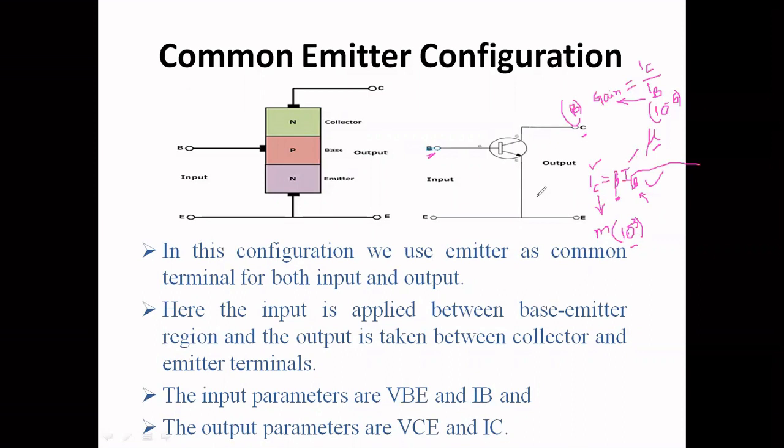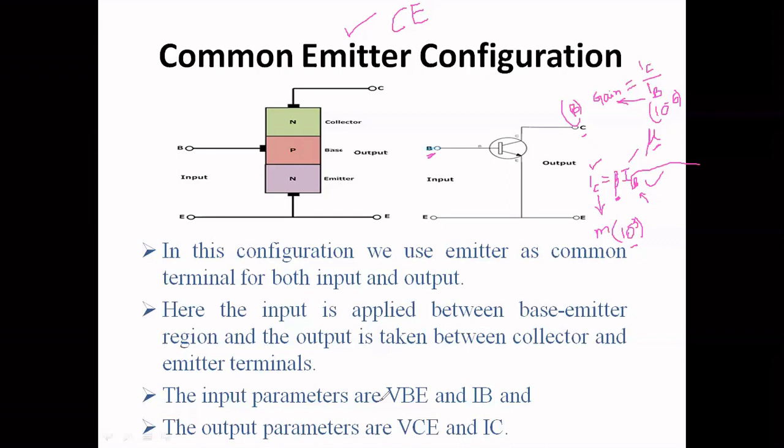That's why, because of the high gain, the most commonly used configuration is common emitter, also called the CE amplifier. So rather than CB and CC, we will be using the CE amplifier.